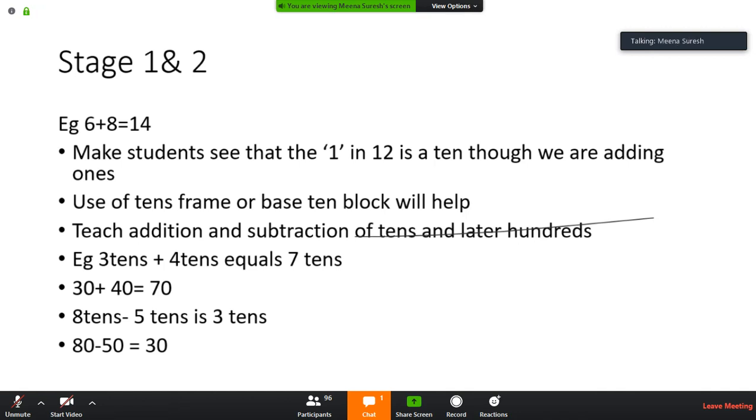After you do this, you teach addition and subtraction by tens. Before you actually do 32 plus 54 or things like that, you first do 3 tens plus 4 tens. If you can see my PowerPoint, I've written 3 tens plus 4 tens equals 7 tens. Then you tell them 30 plus 40 is equal to 70. 8 tens minus 5 tens is 3 tens. These are the preliminary stages, stages one and two, when you move to higher classes.